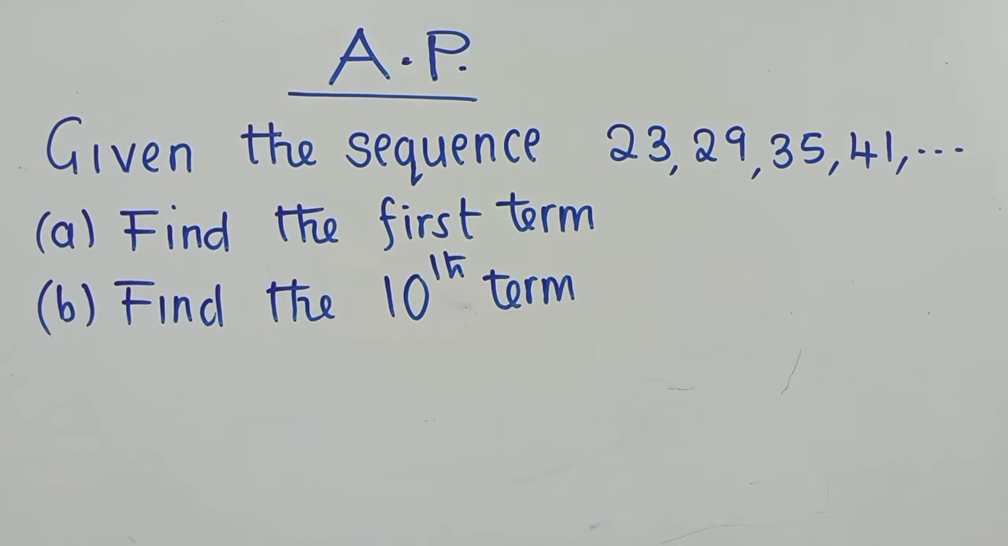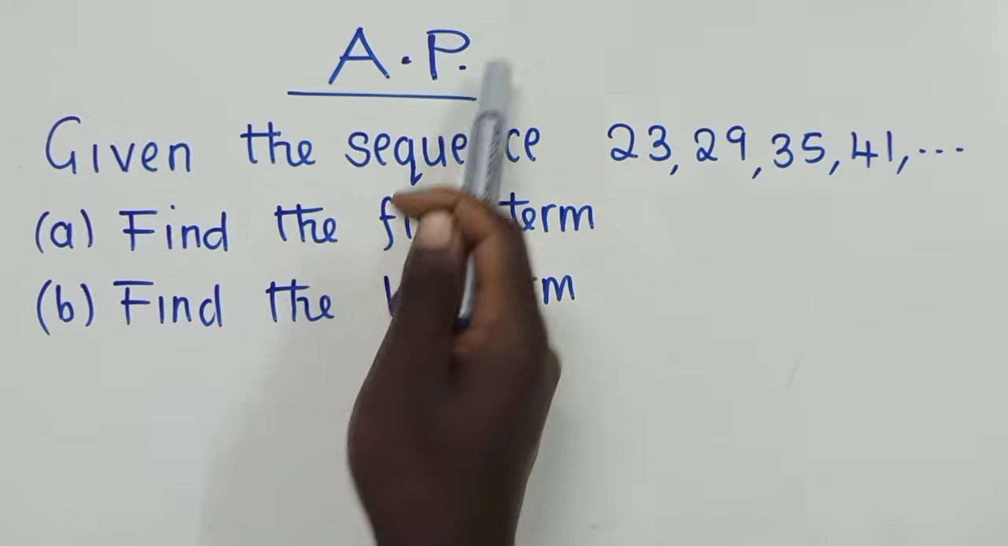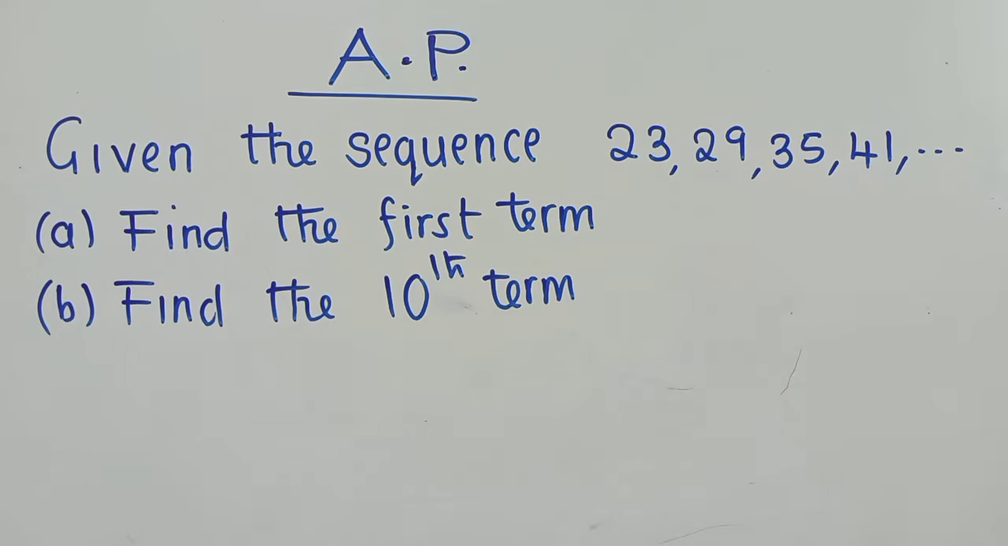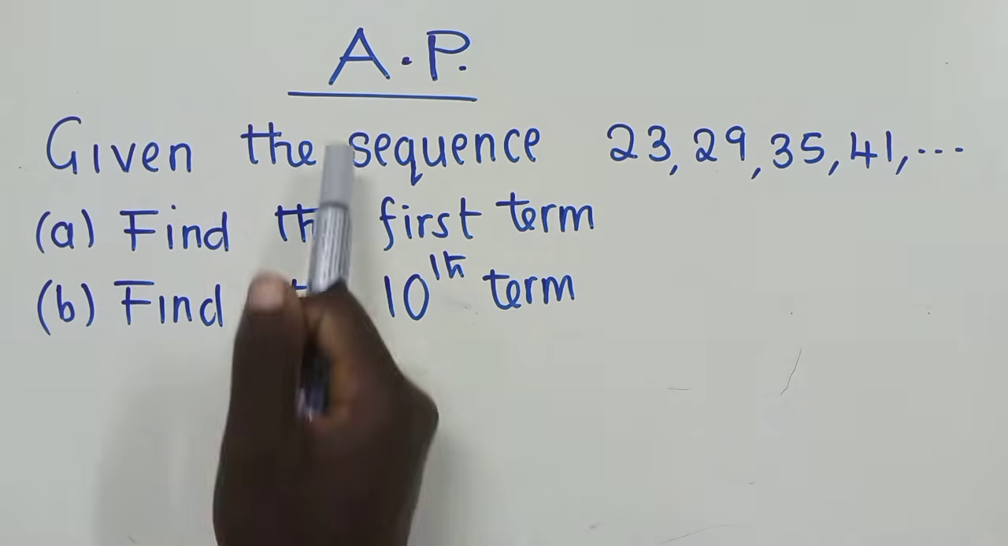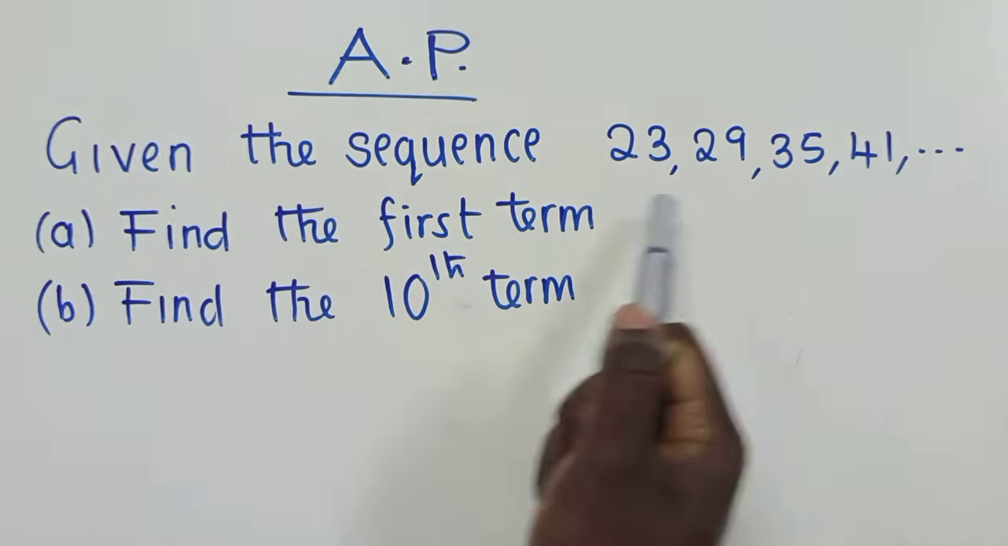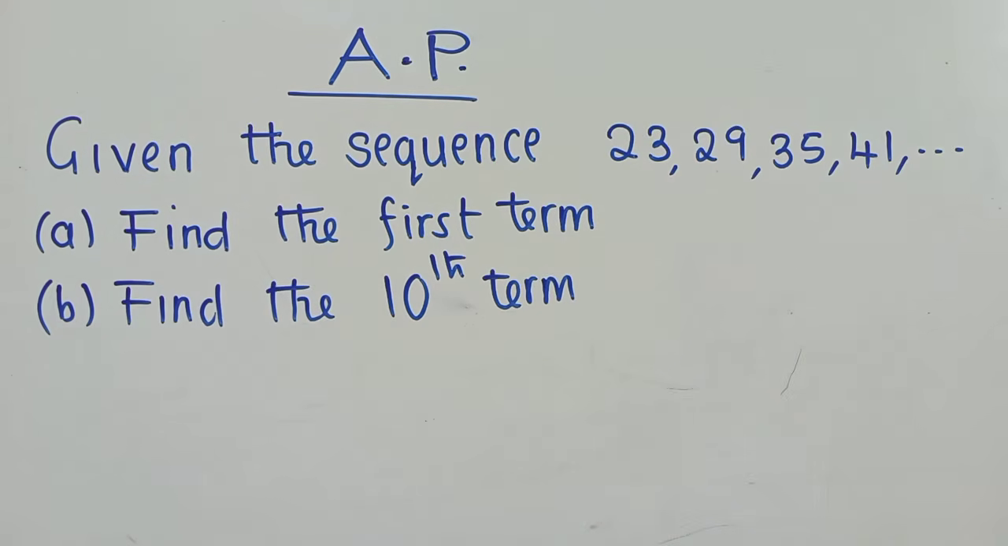The first thing must be to understand the type of the sequence that you're dealing with. There are situations where you are not given that this is AP. In this case, they've given us this point, which says that the sequence that we're dealing with is AP. So what does it mean when we say AP?